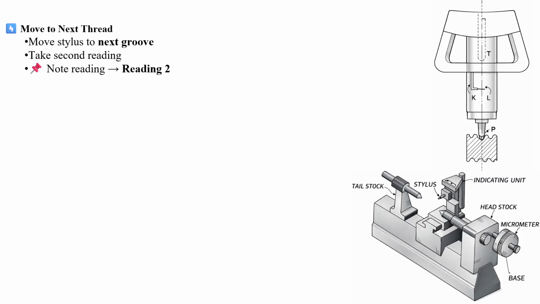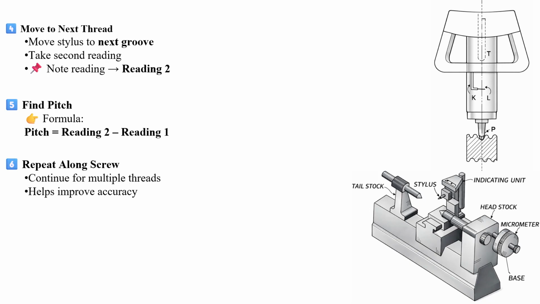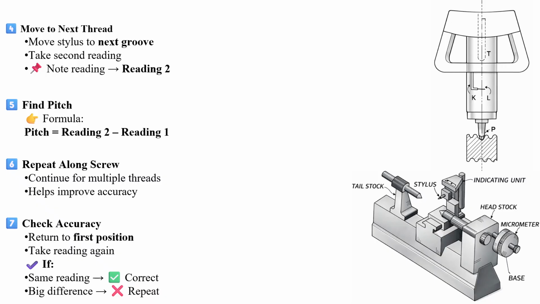Next we move to the next thread. Move the stylus to the next groove and similarly take the reading, that is reading 2. Then pitch equals reading 2 minus reading 1. Similarly repeat this along the screw. Continuing for multiple threads improves the accuracy.